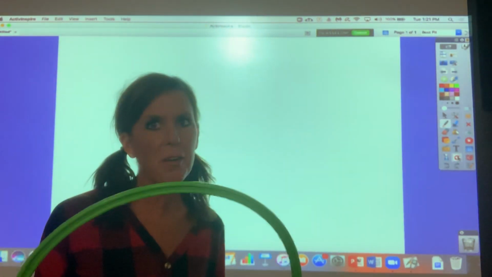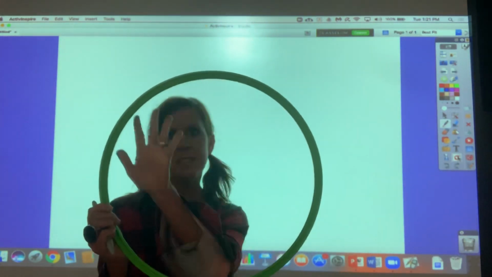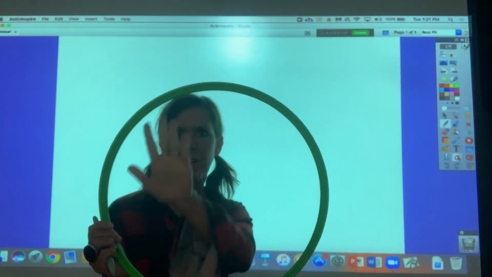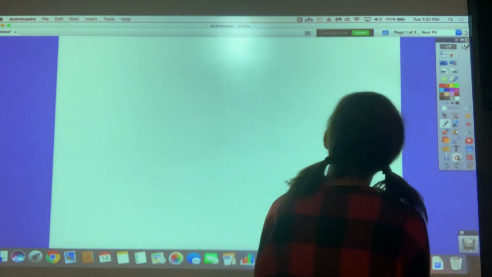Yes, it's a very short unit. So today we're going to talk about the area of circles. The area is how much space is inside here. And there is a formula for the area of circles.